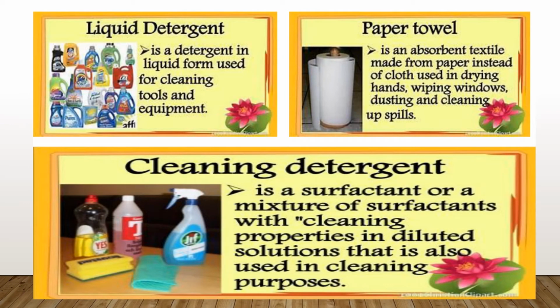Liquid detergent is a detergent in liquid form used for cleaning tools and equipment. Paper towel is an absorbent textile made from paper instead of cloth, used in drying hands, wiping windows, dusting, and cleaning up spills. Cleaning detergent is a surfactant or a mixture of surfactants with cleaning properties and diluted solutions that is also used in cleaning purposes.